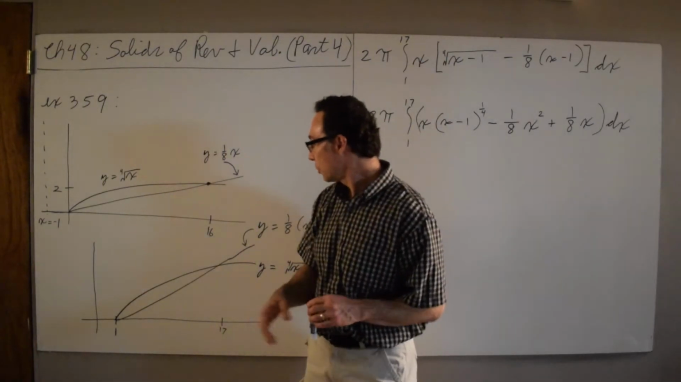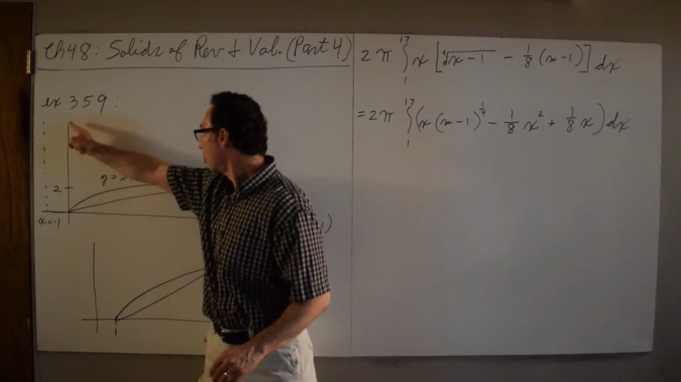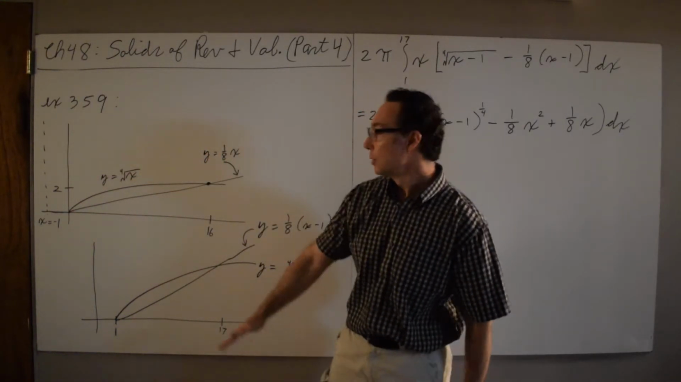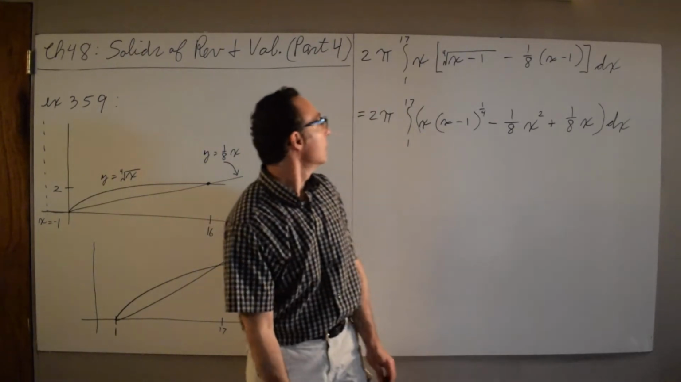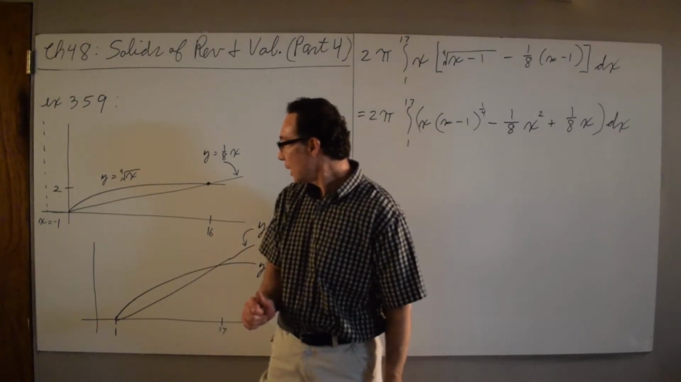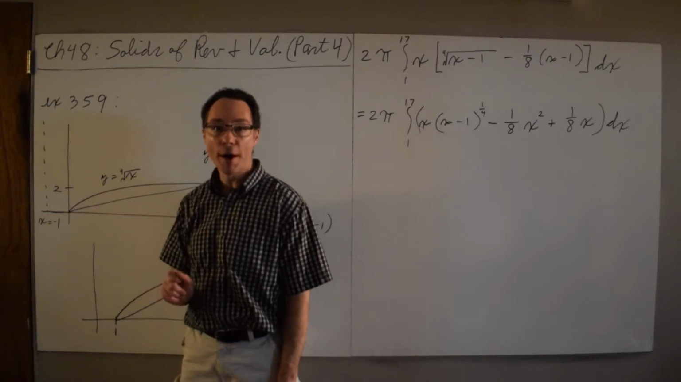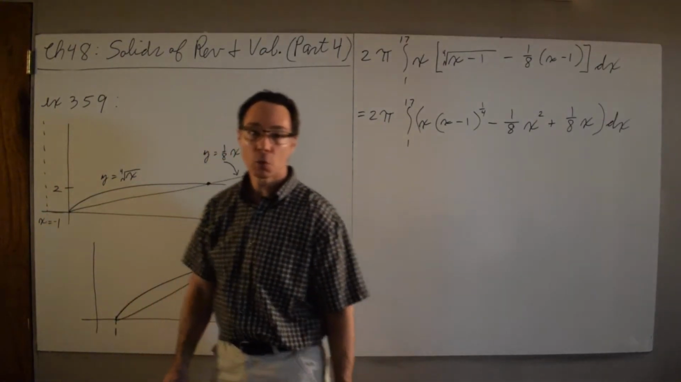What we did in part C is we took our region and we rotated about the line y equals 0, or x equals 0. So we rotated it about the y-axis. That's what we did in part C. In part D, we're asked to rotate this region around the line x equal to -1. So we're rotating this around the vertical line x equal to -1.